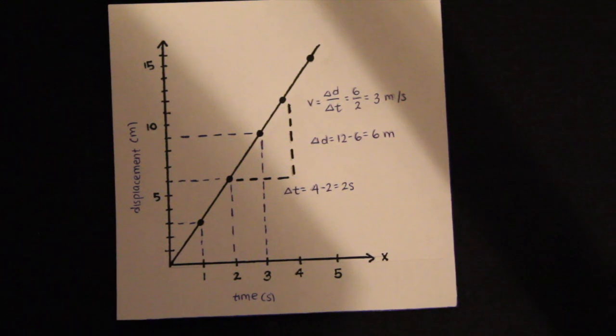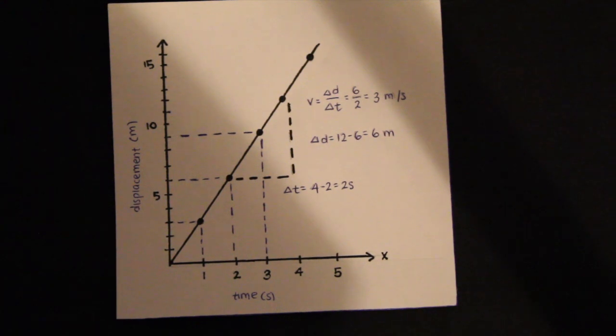When all the data points are graphed, we obtain a d-t graph. The slope of the line is equal to the magnitude of the object's velocity. Δy over Δx equals Δd over Δt, which means our velocity is 3 meters per second.